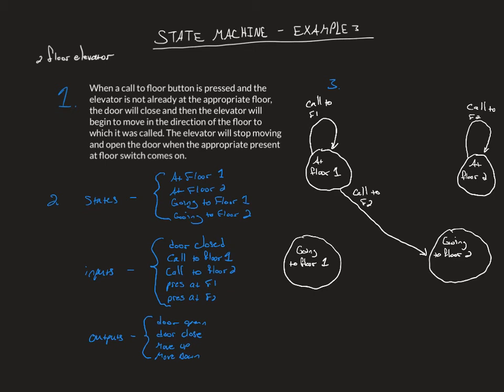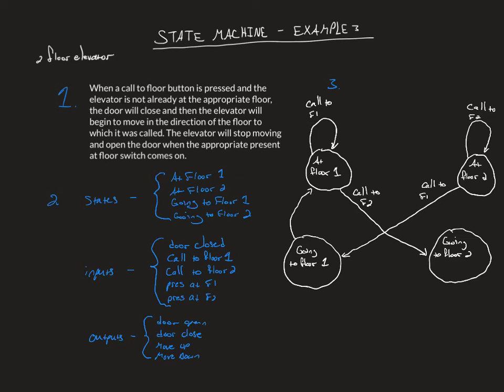Similarly, if we're at floor 2 and someone walks up at floor 1 and presses call to floor 1, then we're going to transition to going to floor 1. Again, also triggered by call to F1. All right, so if we're in state going to floor 1, we're going to have to eventually get there, and we'll transition to at floor 1. But we will transition when the present sensor comes on at floor 1, right?